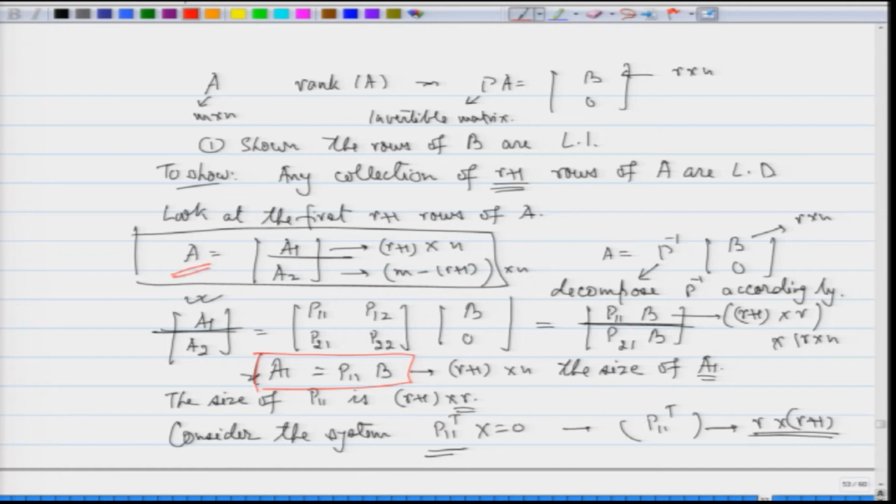We can do the same for any row. Fine. A similar argument has to go through. The problem will be how do I interchange rows and so on. So, that will come through the permutation matrix, but the same idea will tell you that things will be nice, basically because of this matrix P11 that I get will have this property that it will be of size R plus 1 cross R. All right.